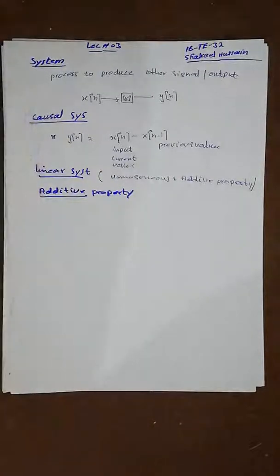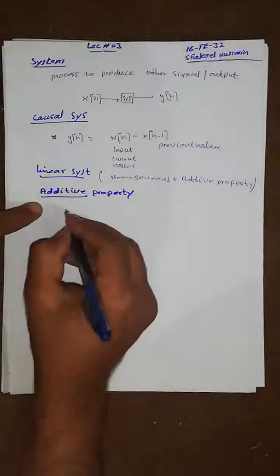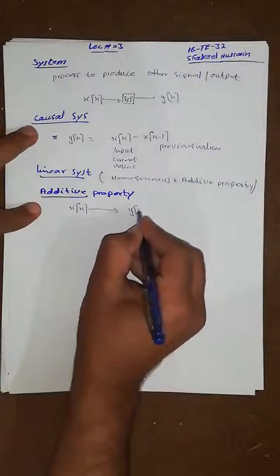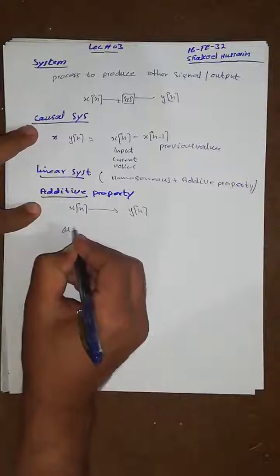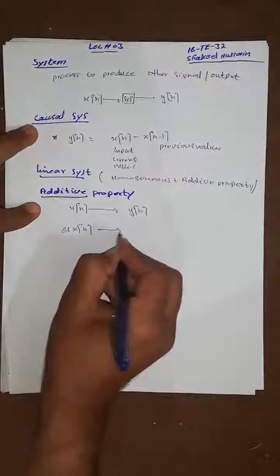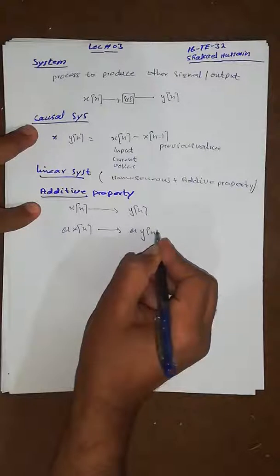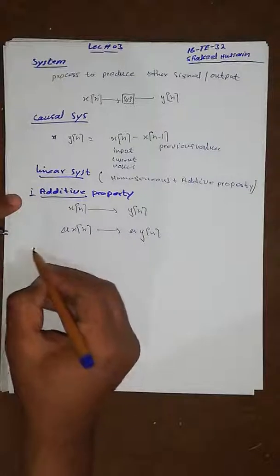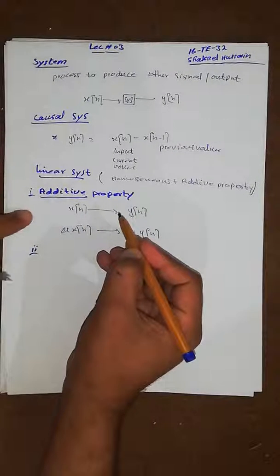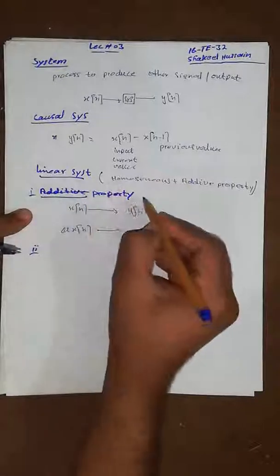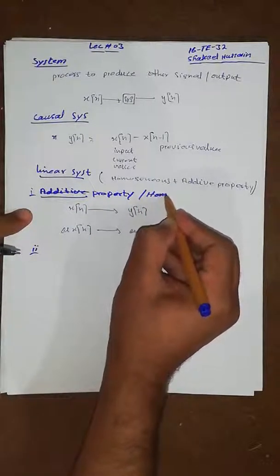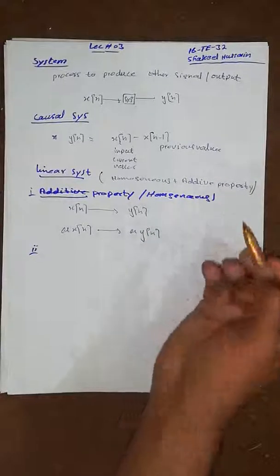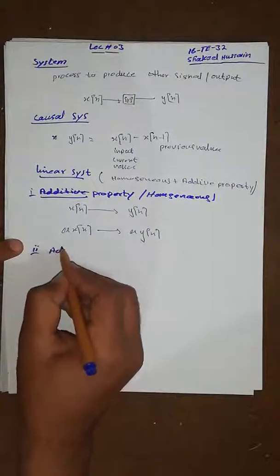Homogeneous property is basically a property in which scaling of the input gives a scaling of the output. Let's suppose this is the input signal which gives output signal y of n. Scaling on input gives scaling on output. This is the homogeneous property. Second one is the additive property.